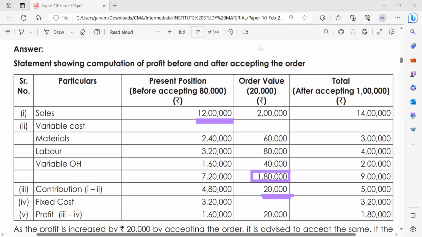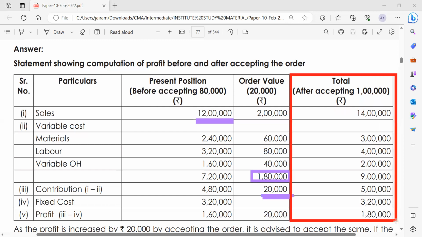This line is nothing but they've just added both the lines and given you a total. Because your profit is increasing on accepting the order, you should go for it. If he's a foreign customer, you can sell it for a lower price and the current market will not be spoiled. Because the local market is such that once you reduce the price, other competitors will also reduce because of you. Then you will not be in a position to raise it again.